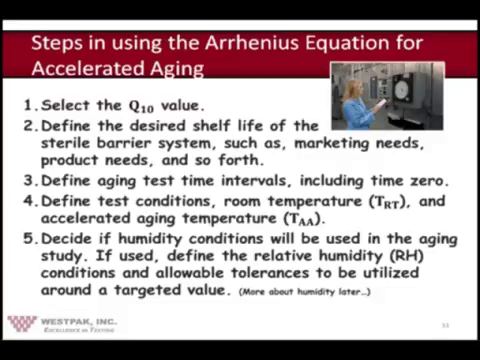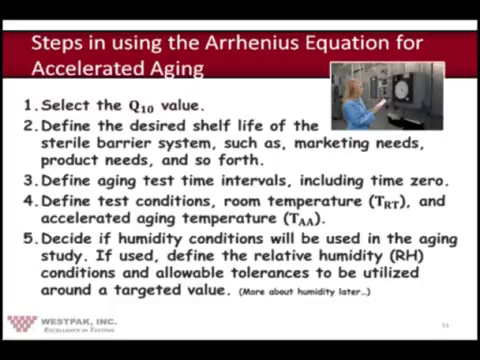Next, you define the desired shelf life, and that might come from marketing needs, it might come from Lord knows what, but you have to define how long you want to be able to age this product and package system. You define your aging test time intervals, including the 0 time interval. And what does that mean? Well, remember, you have to validate accelerated aging with real time. So are you going to do that every 30 days, every 90 days, every 180 days, or every year? So that's what we refer to as the aging test time intervals. And that's up to you.